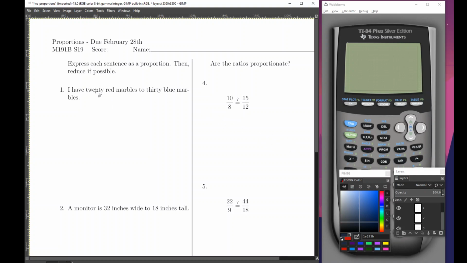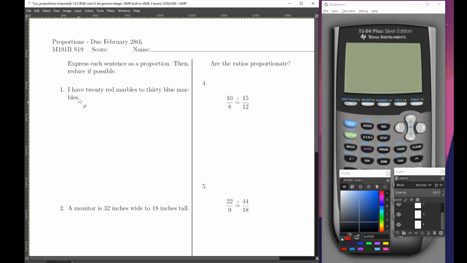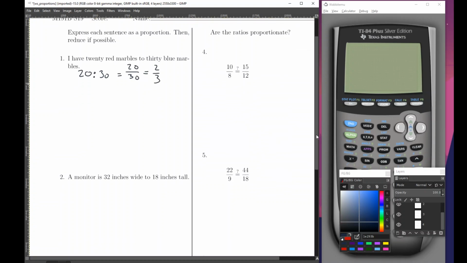All right, so what have we got here? 20 red marbles to 30 blue marbles. That's quite simply 20 to 30, right? I'll write it like that. Reduce if possible. Ooh, this does reduce to 2 to 3. So we're going to need to reduce that.